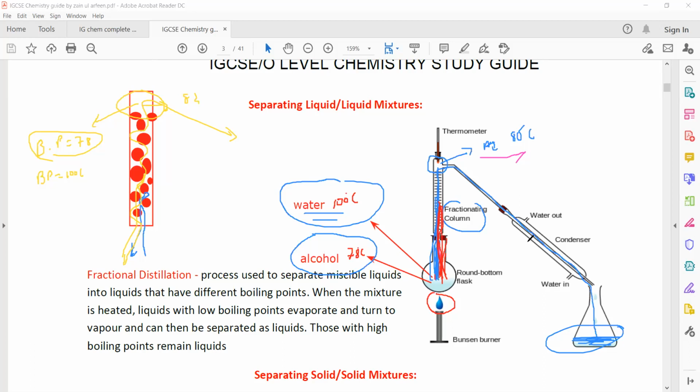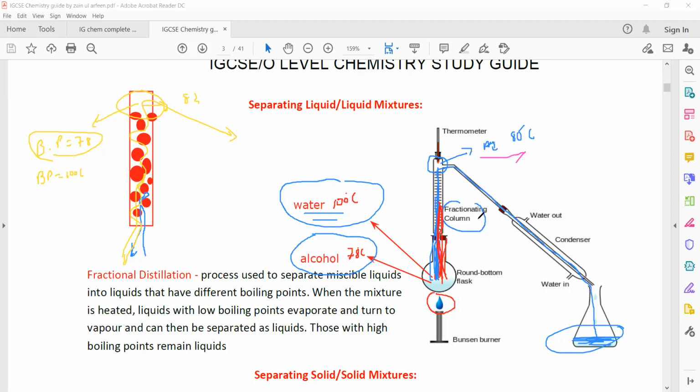So fractional distillation is a process used to separate miscible liquids, the liquids which can mix with each other, that have different boiling points. When the mixture is heated, the liquid with a low boiling point evaporates and turns into vapor and can be separated as a liquid. Those with a high boiling point will remain in a liquid state. Is it clear, this technique, fractional distillation?